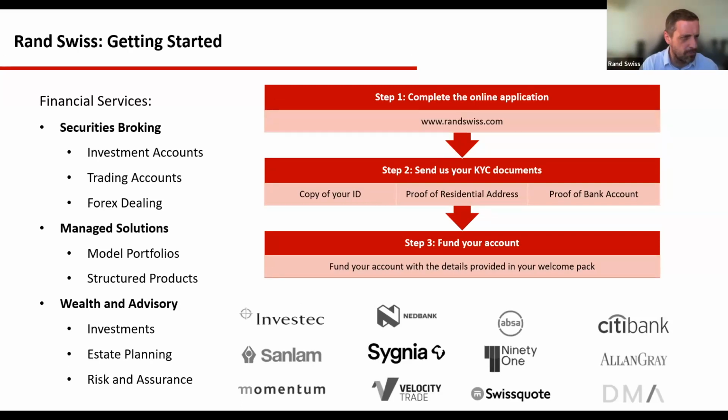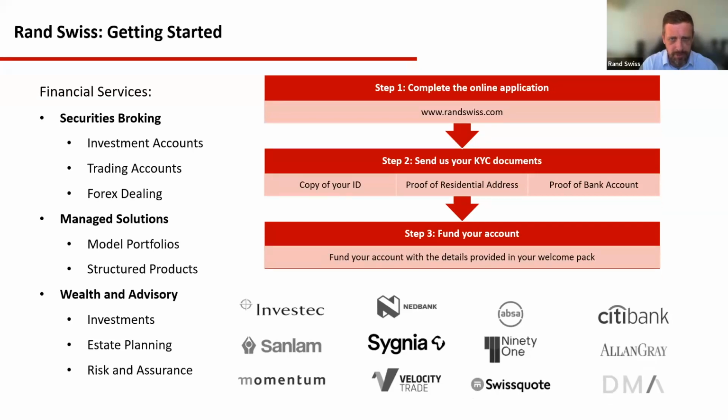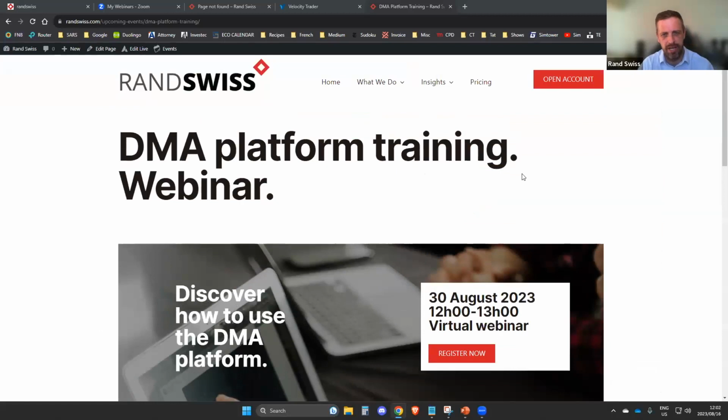Sorry, I'm just quickly trying to pull up the webinar so I can confirm the date for you. There we go. I'm just going to share the screen for you. Okay, so here we go, DMA platform training. DMA is the other platform we use. Velocity is for traders like you guys who want to do short-term positions. Long-term buy and hold investors, we would probably recommend going with DMA rather.